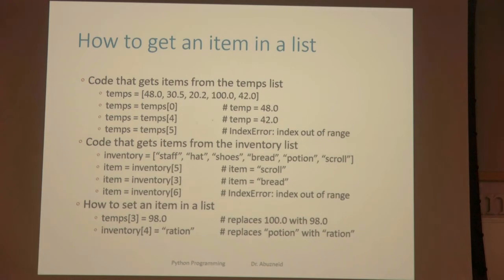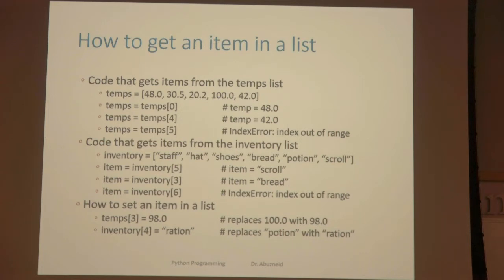You could assign a value to the temps, or add a value. So for example, temps equals temps of 0, which will be equal to 48. Then temps equals temps of 4 will be assigned 42, and so on and so forth. So that is code that gets items from the temps list. You could save it in a variable.